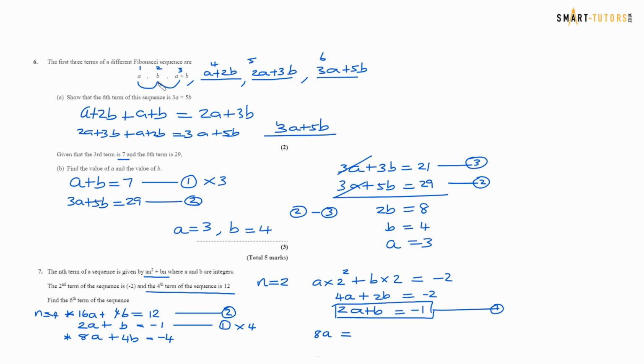So 8A equal 12 take away minus 4. So 12 plus 4, which is 8A equals 16. So A equal 2. If you find A equal 2, you can substitute in the first equation: 4 plus B equal minus 1. So B equal minus 5. So these are the A value and B value we found.